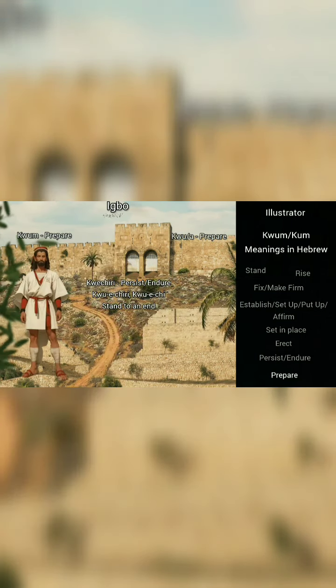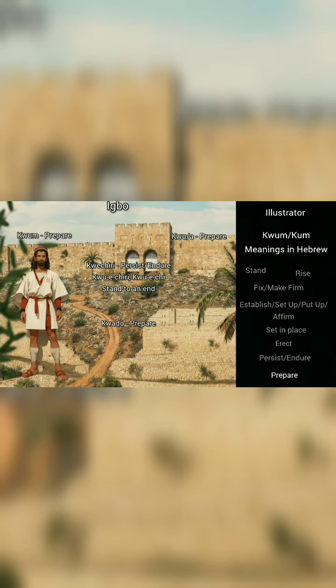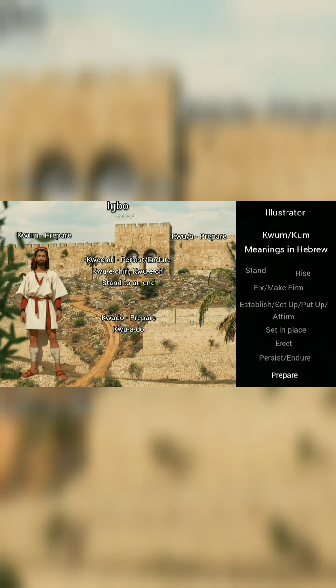to prepare. Okay, to prepare. Now when you come into the Igbo language, we also have a word for prepare that is still from this same root, kum. Now the word is kwado. Kwado means to prepare. Okay, kwado. Now at the root, the word is actually ado.